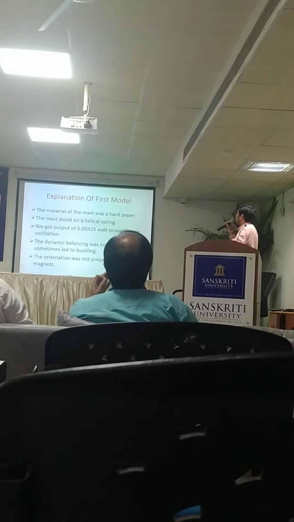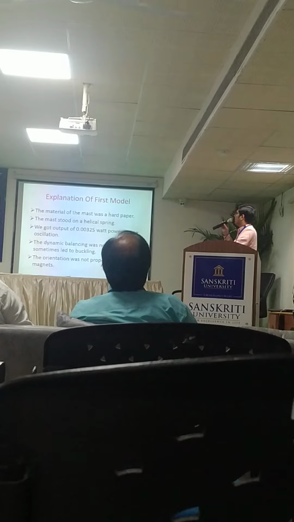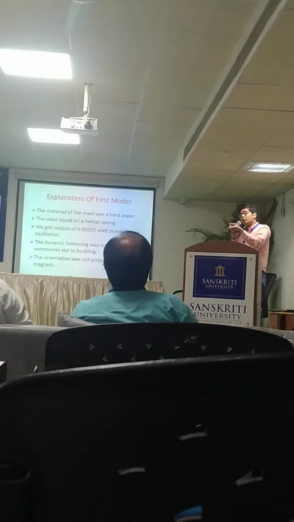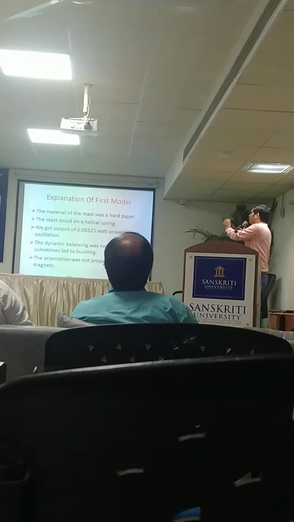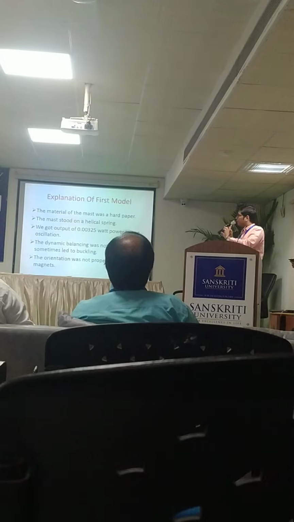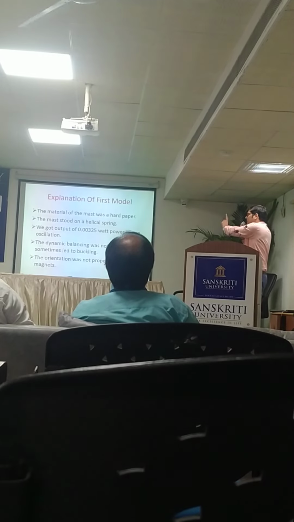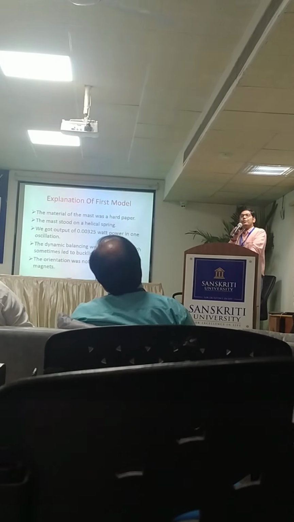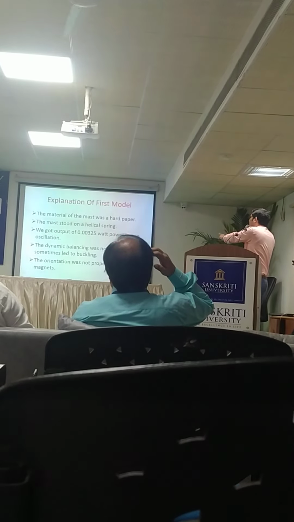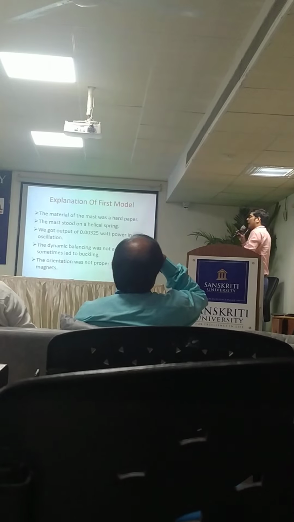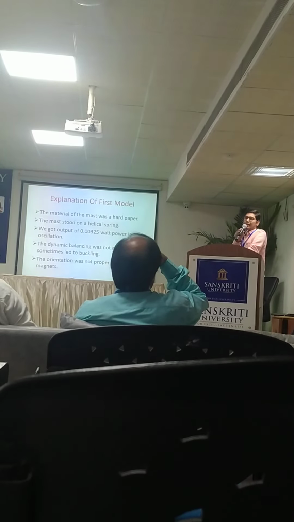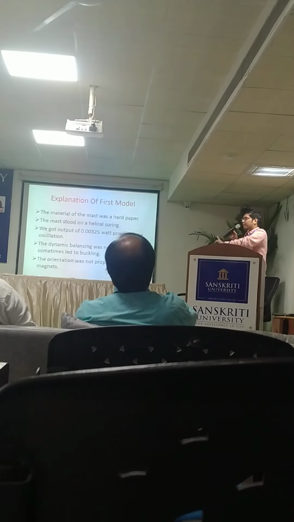The material we used for the mast was hard paper, and the mast stood on a helical spring, and we got an output in this case of 0.00325 watt power in one oscillation. In one oscillation we have got this much power. But in this we got some drawbacks also. The drawback was that dynamic balancing was not achieved, which sometimes led to buckling, and the orientation was not proper for the coil and magnet. This was the drawback of the first model.